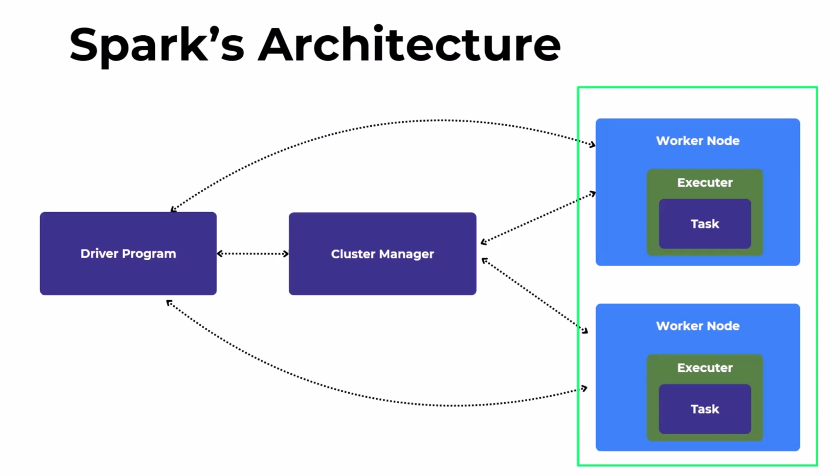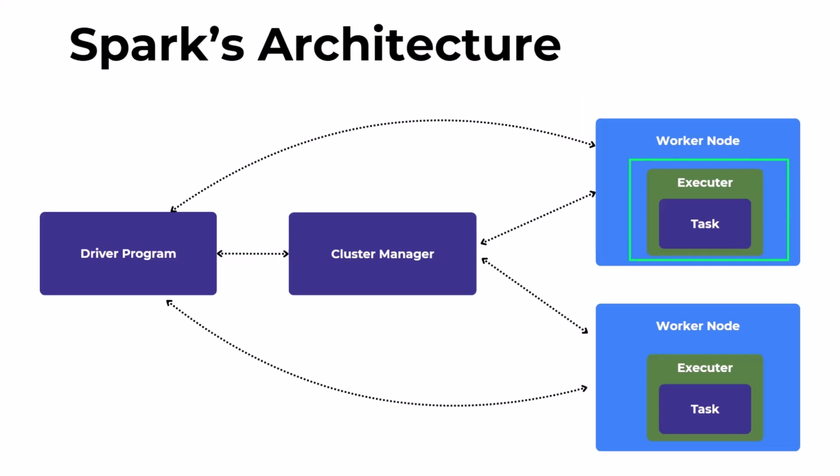Each worker node runs one or more executors. And finally, tasks are the smallest unit of work in Spark. If your dataset has 100 partitions, Spark may create 100 tasks. Each task processes one partition independently. This parallelism is what gives Spark its speed.